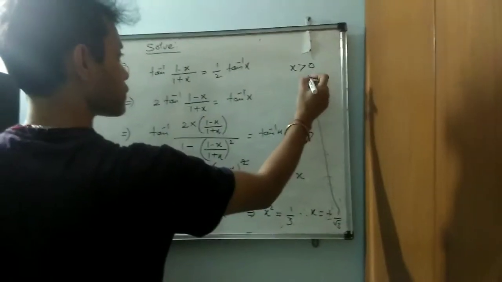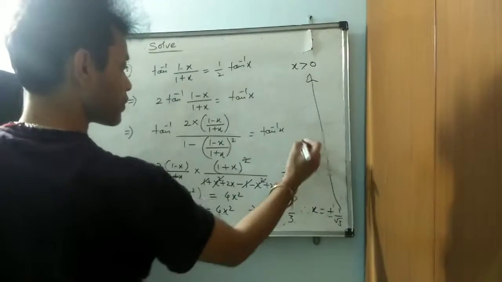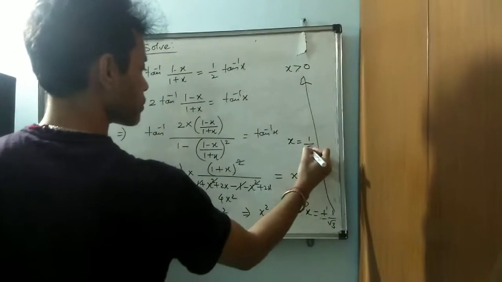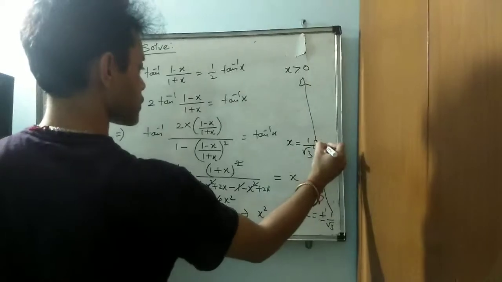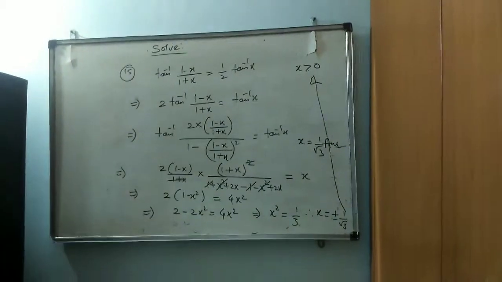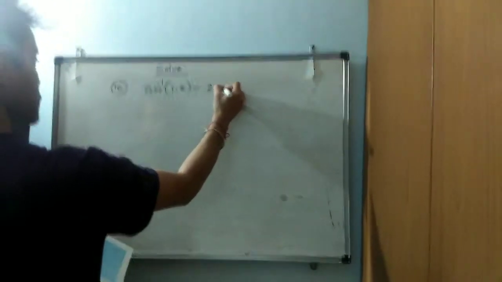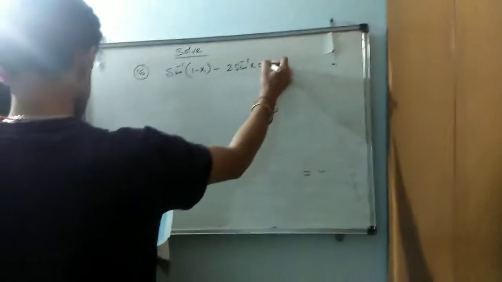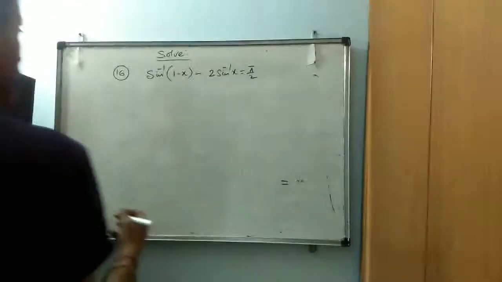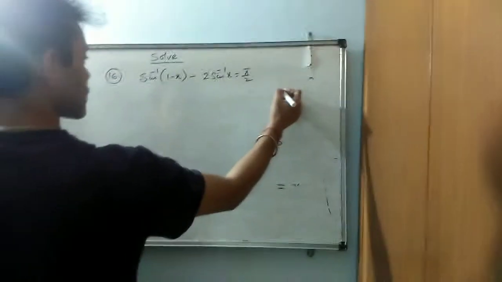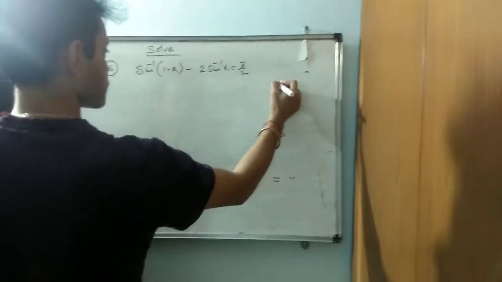Now since x has to be greater than 0, therefore x is equal to 1 by root 3 is the right answer. Next: sin inverse (1 minus x) minus 2 sin inverse x is equal to pi by 2. And we have to again find the value of x.